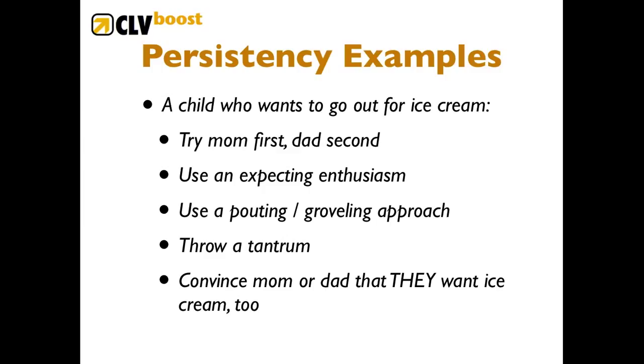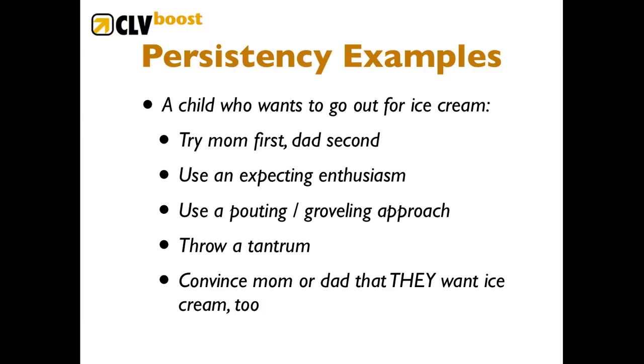This might be driving to the ice cream shop itself. But what might a child do who's aiming to be persistent in selling their parents on allowing them to go out and get an ice cream, selling their parents on paying good money for the kid themselves to eat some ice cream? What might they do? They might try their mother first, knowing they got a better shot with mom. She's more sympathetic. She's in a better mood today, and they might try their father second.